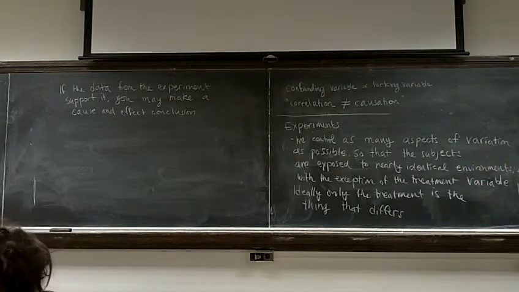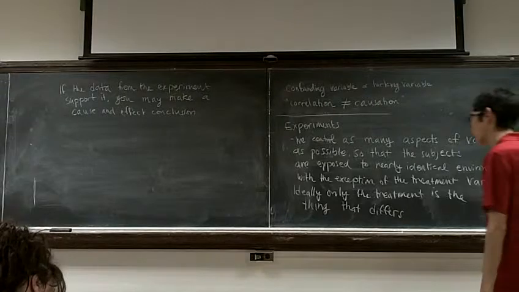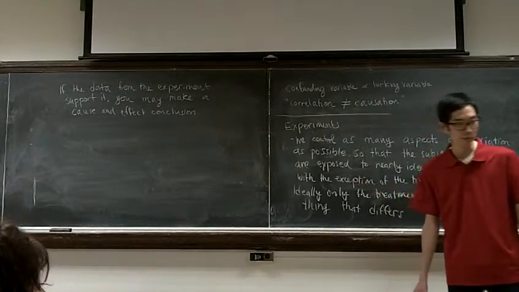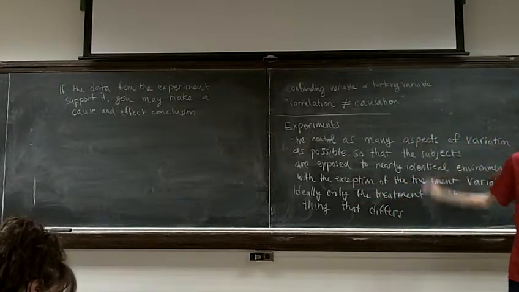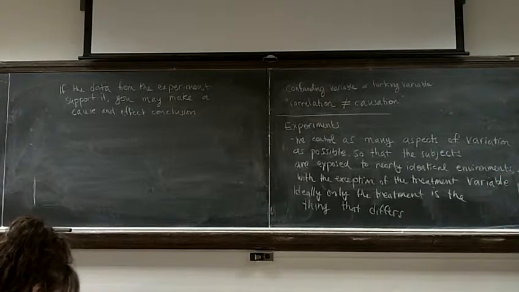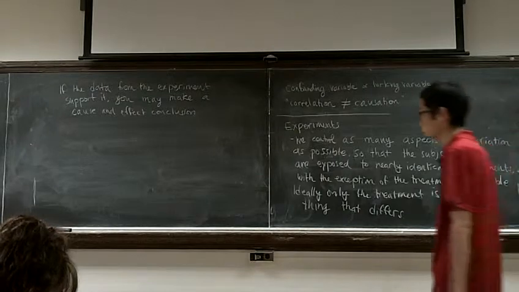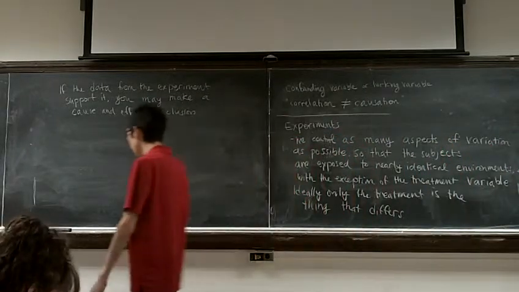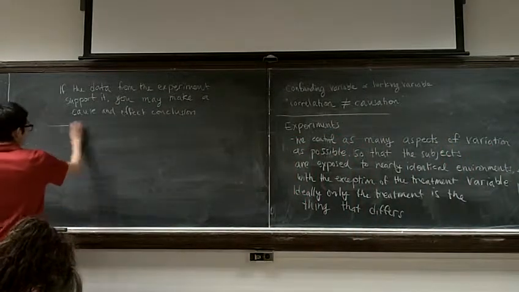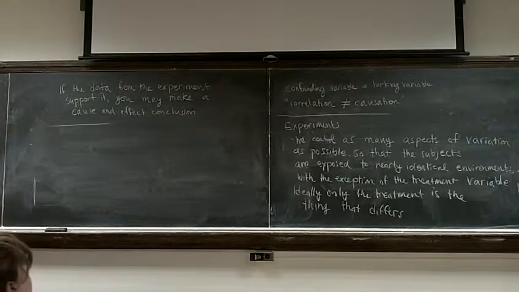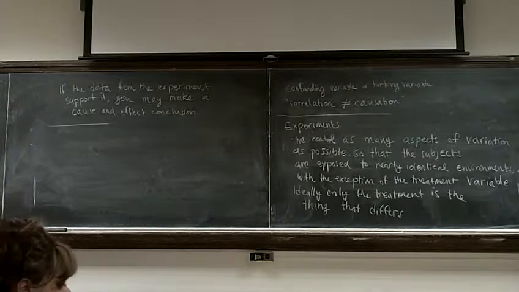And then in your reading, it'll talk about blinding and double blinding, which is all part of controlling variation. Okay, so that's observational studies and experiments.